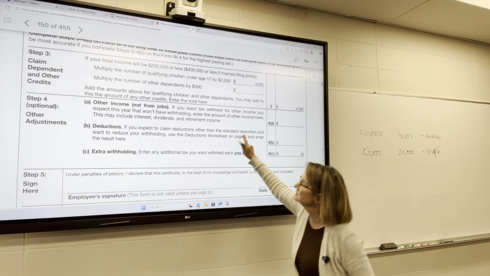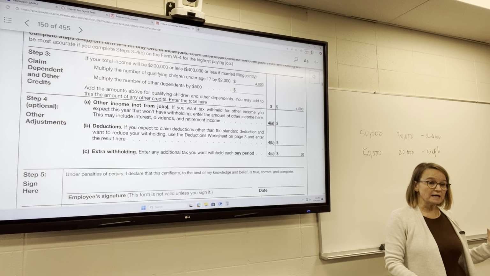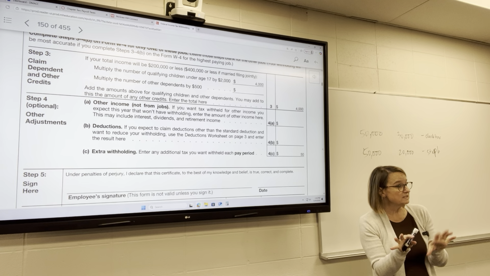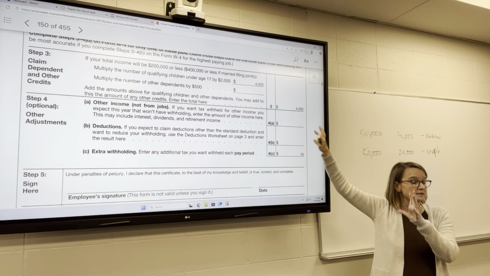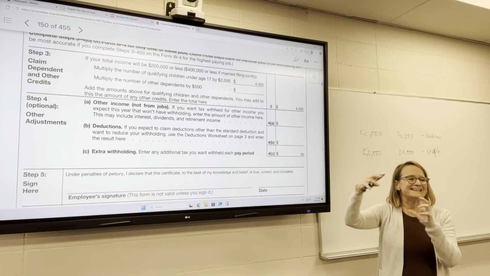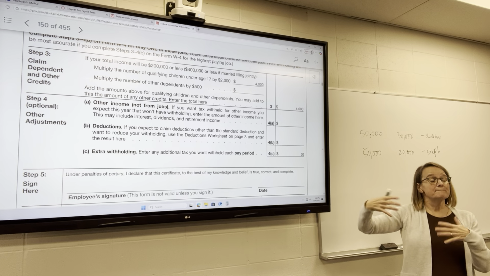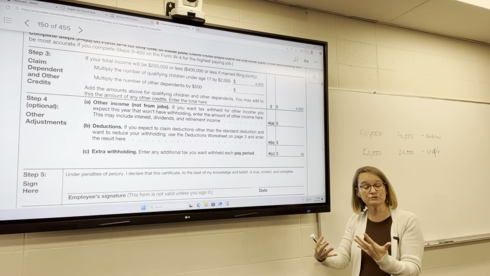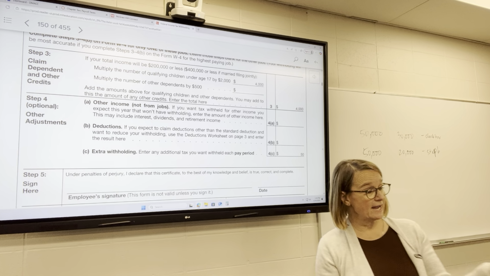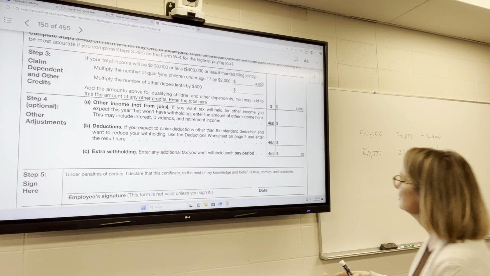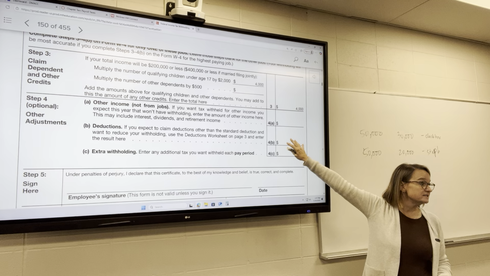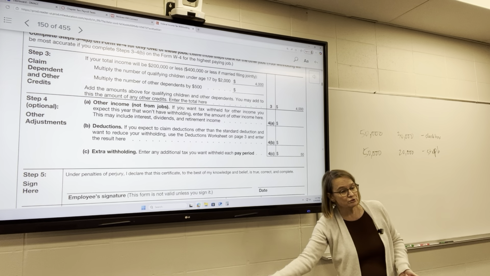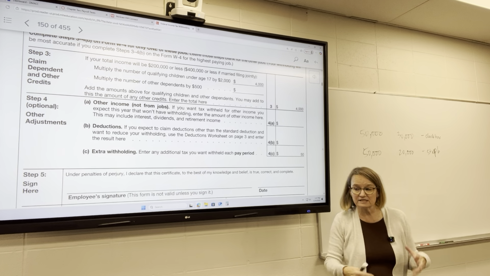If you are expecting to itemize your deductions, now if you take the standard deduction, the withholding calculations, the tables and the schedules, take that into account. But if you are going to be itemizing your deductions, which means it's going to be higher than your standard deduction, you can claim the additional itemized deductions here, and that will then reduce your withholding. So you can take that into account.